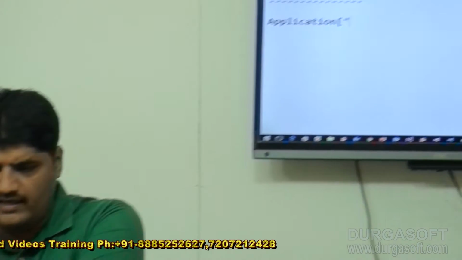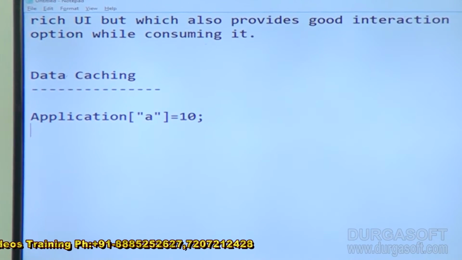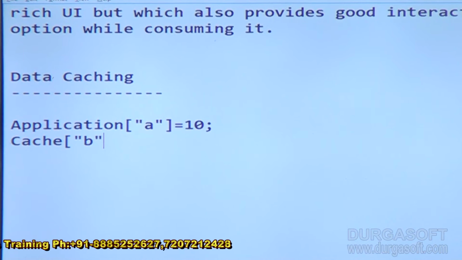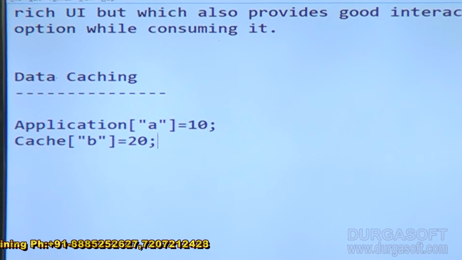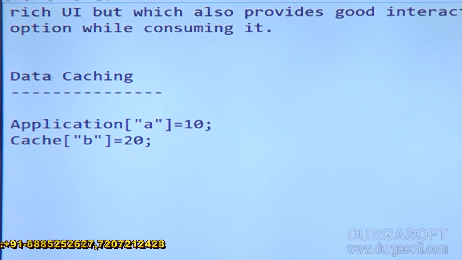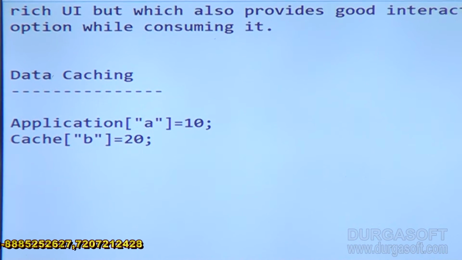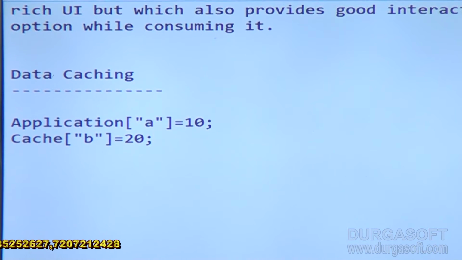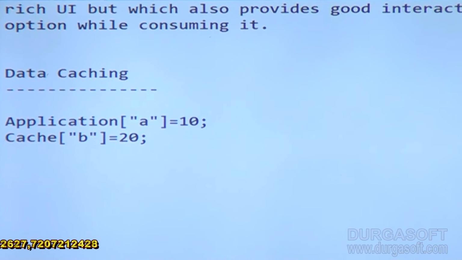The big question is application or cache, because both of them are same. They both are same. See, one quick line I will write here: Application["A"] equal to 10, Cache["B"] equal to 20. Both these are same. What is the scope of A and B? Same. Who can access them? Anybody can access because they are global. Now then what is the question?